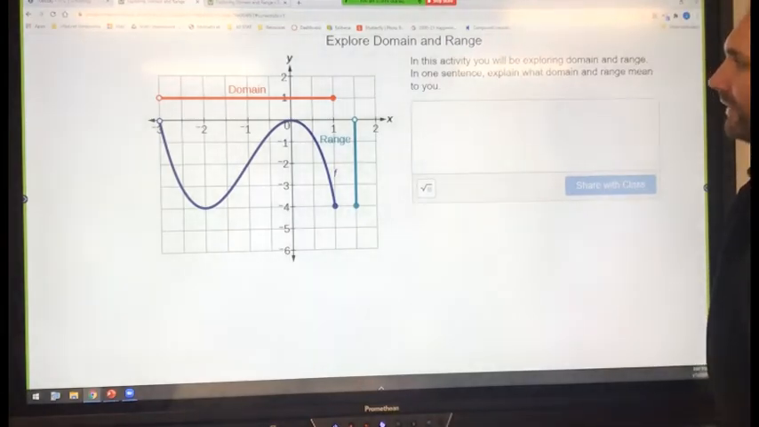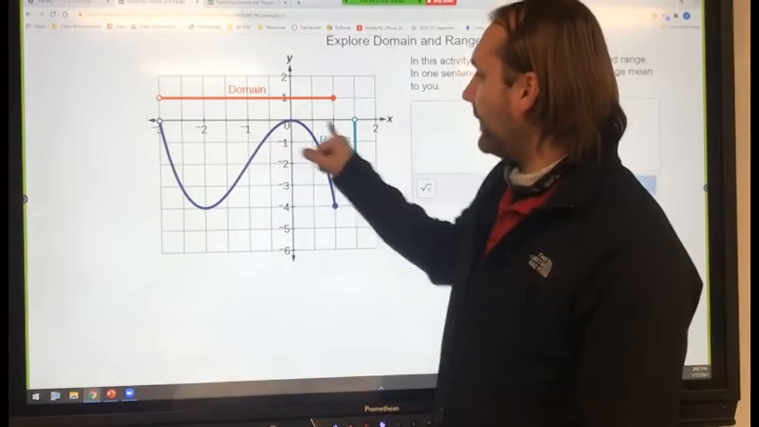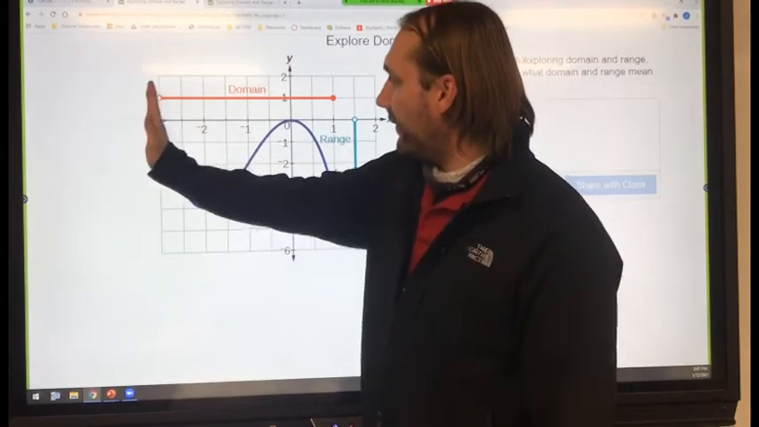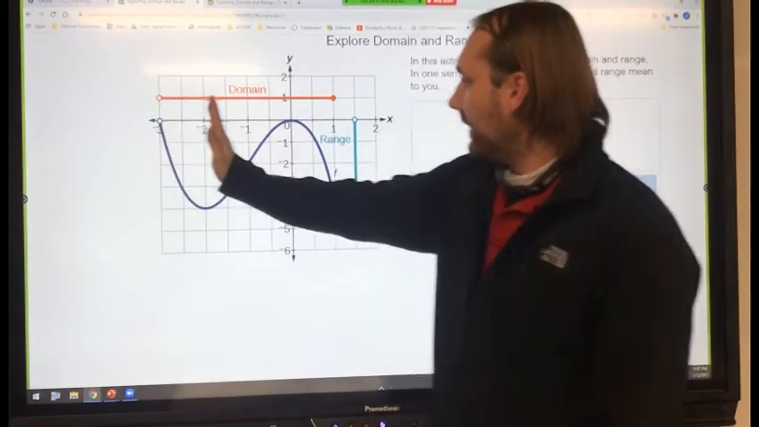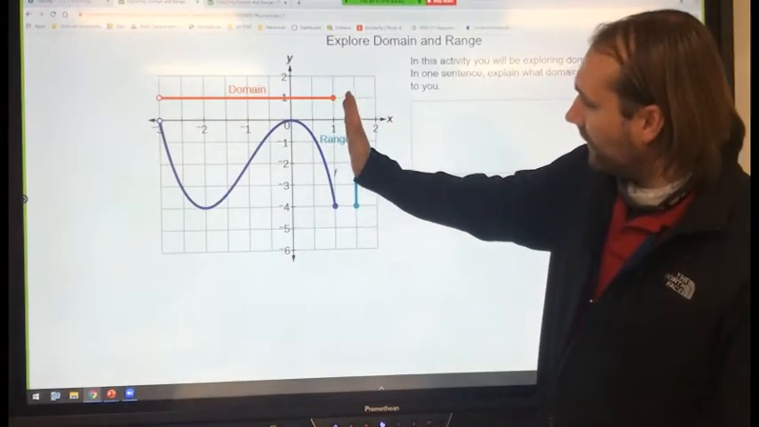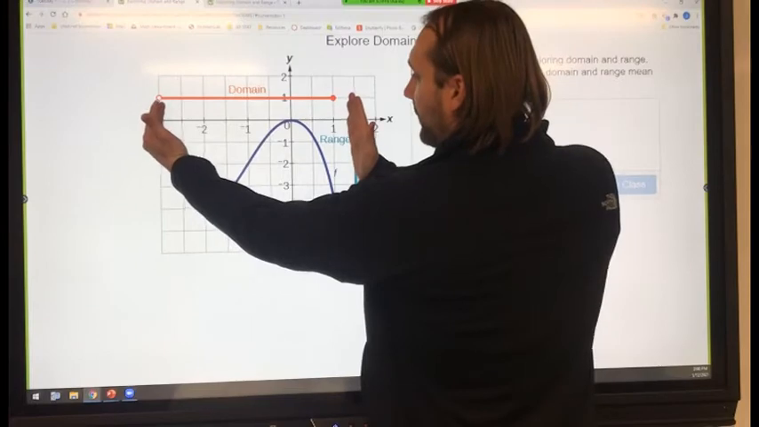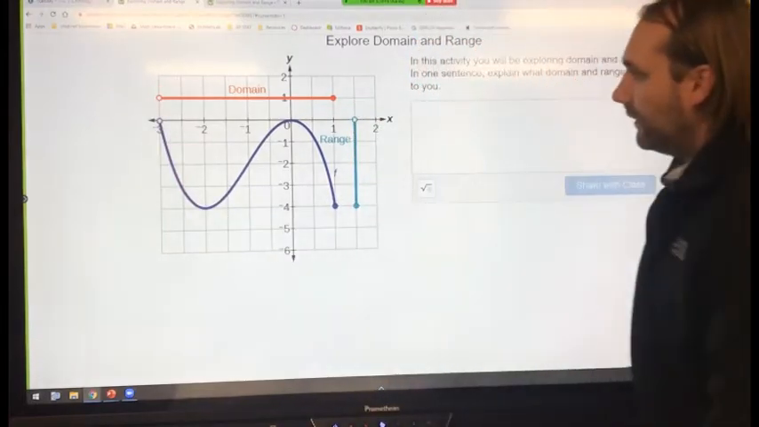Domain, the set of all x values. So you need to tell me what is my lowest value or my farthest part in my graph to the left and the largest x value on the right. Essentially, I'm trying to box in my graph from left to right. So that would be -3 and 1.